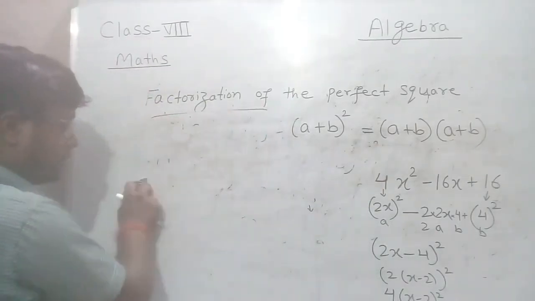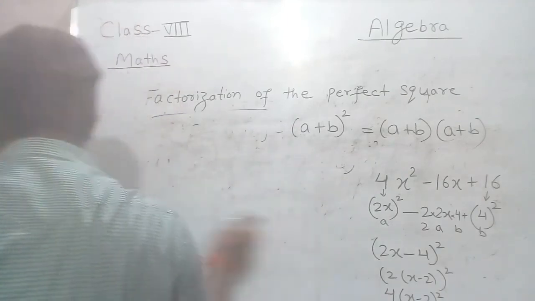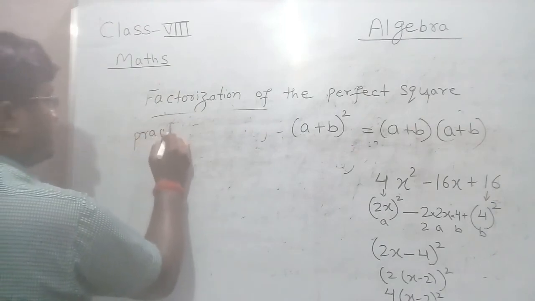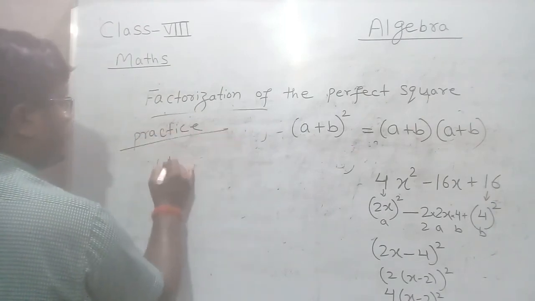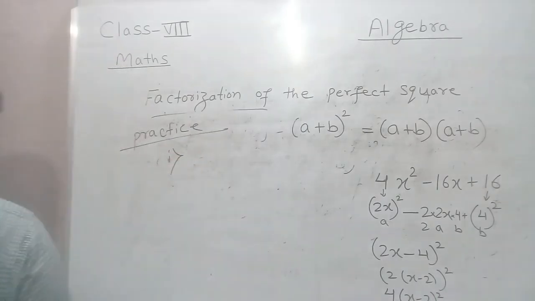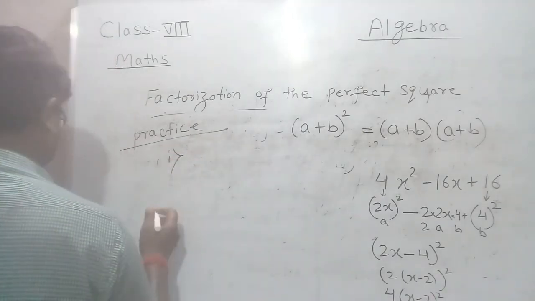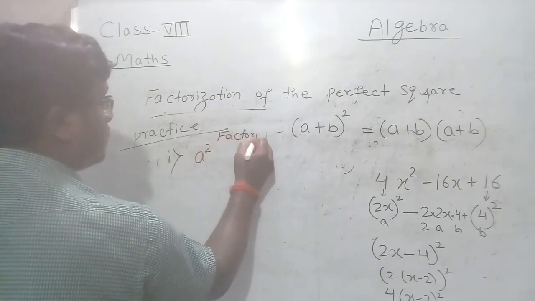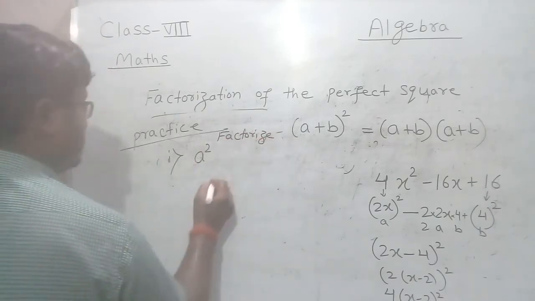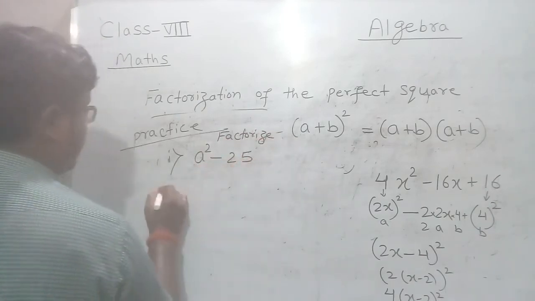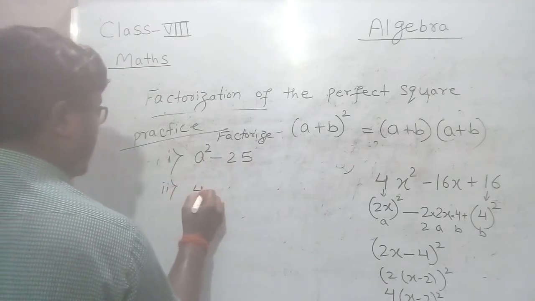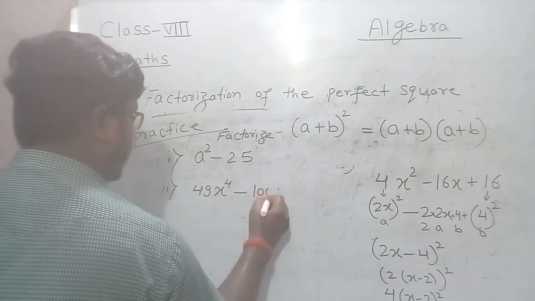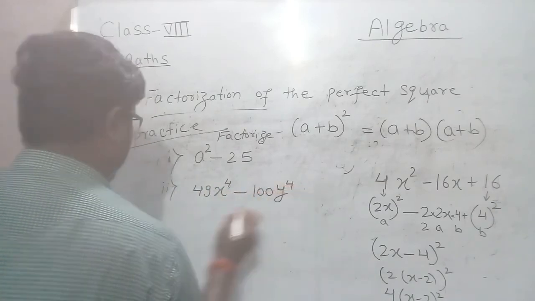I'll not give you many questions. I'll give you a few questions, please all try them. So for your practice, your question number 1 is, factorize a square minus 25. Number 2 is 49 x to the power 4 minus 100 y to the power 4.